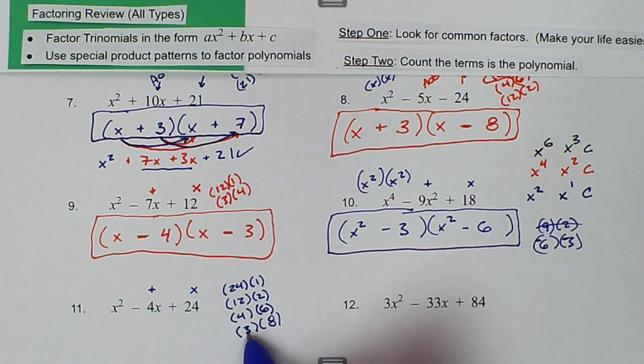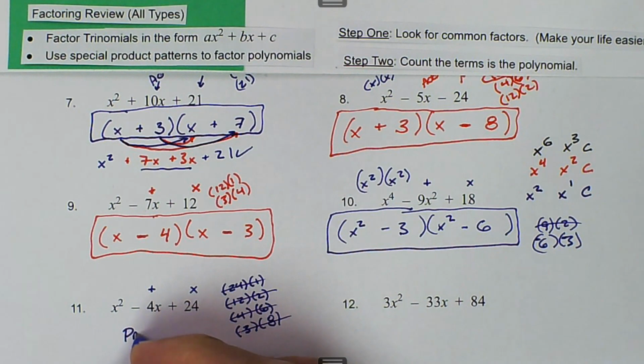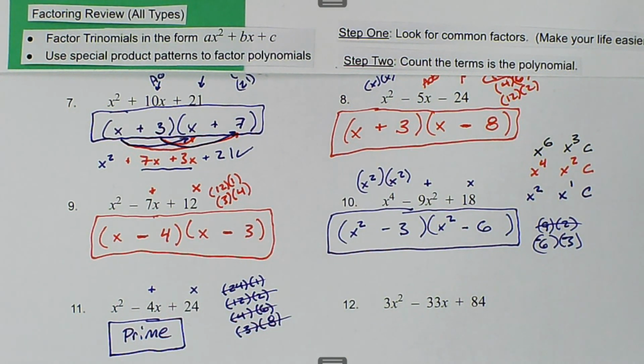Now, do we have any of these that would add together to get us negative 4? In this case, we have 3 plus 8 is 11. 8 minus 3 is 5, so that one's out. 4 plus 6 is 10. 6 minus 4 is 2, so that's out. This one gets us to 10 and 14. This one gets us to 25 and 23, so that's out. So this one is prime. And what prime means is we cannot factor this one. So if we get to one that we can't factor, then we can write prime, and then we're done with that one.